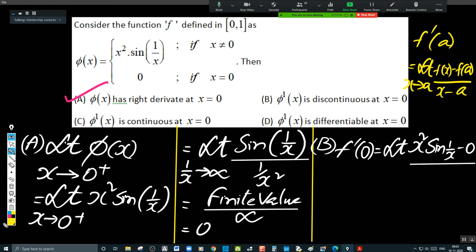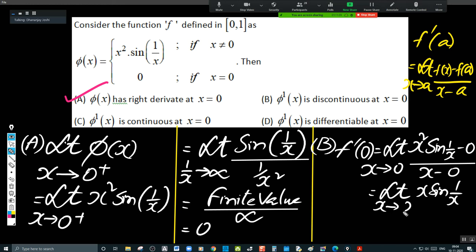I'm using the same here. Come on, tell me the denominator is x minus 0 as x tends to 0. That x gets cancelled. Limit of x sine 1 by x, just like the previous problem only. Sine 1 by x upon 1 by x. Finite value divided by 1 by x, again it is 0 only. So it is not discontinuous.